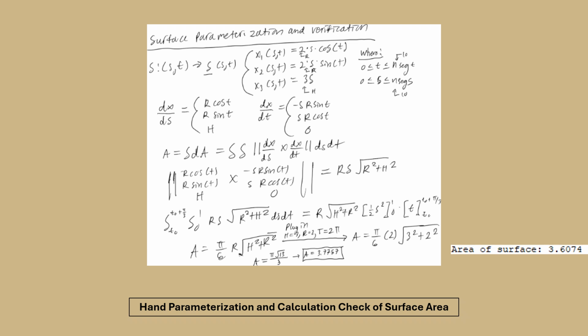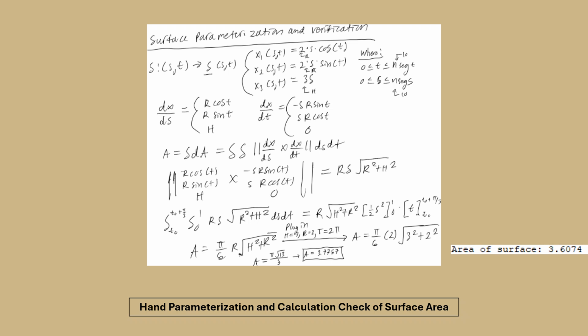Finally, I was able to verify the area of my surface by deriving the equation by hand again. I found the derivatives with respect to t and s, which were the two parameters that run from 0 to the number of segments, which in this case was 10. I then took the cross product of these values and normalized them. After that, I integrated with respect to s and then t. Since my surface only had a revolution of pi over 3, I had that as my upper bound.